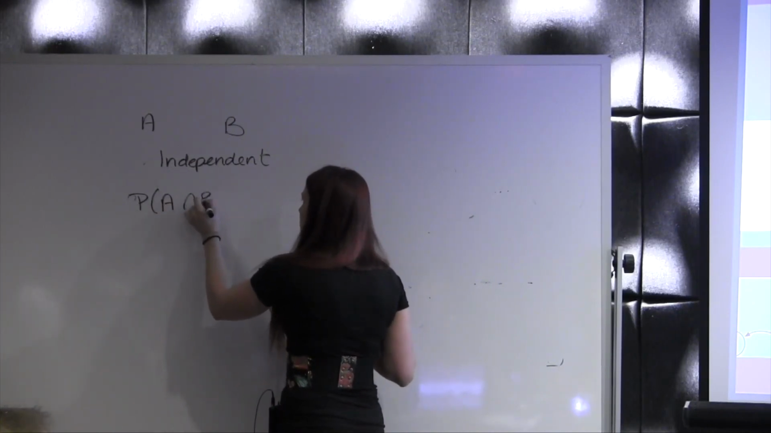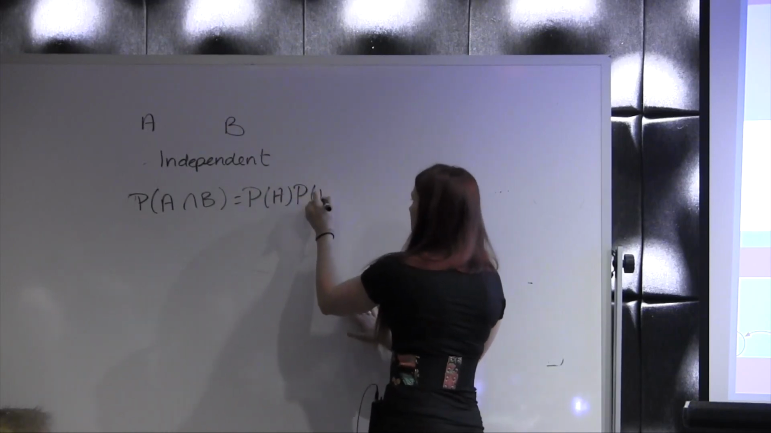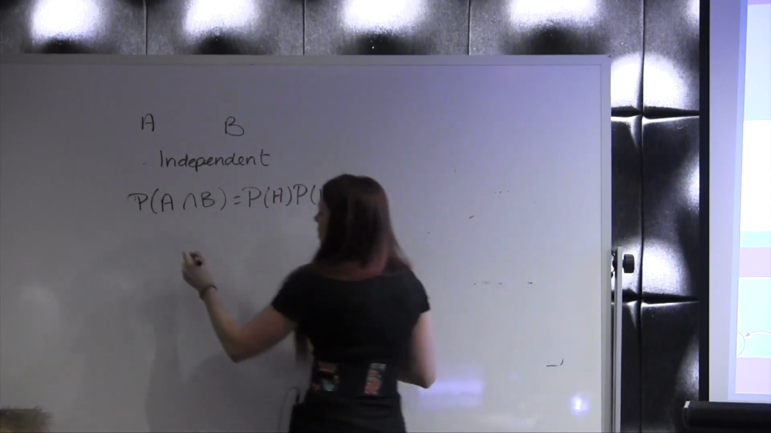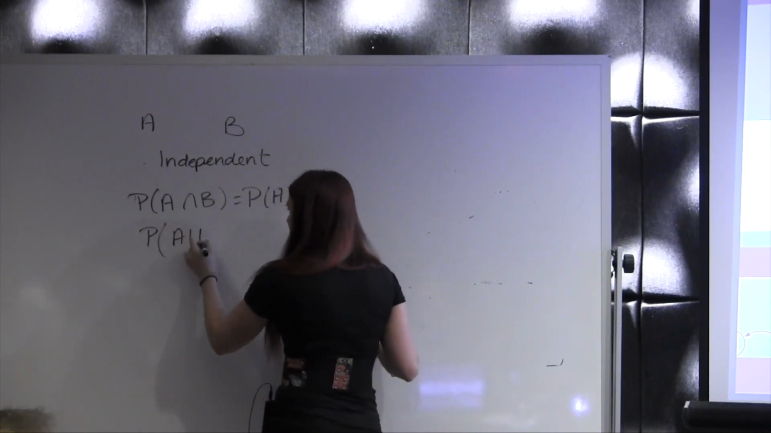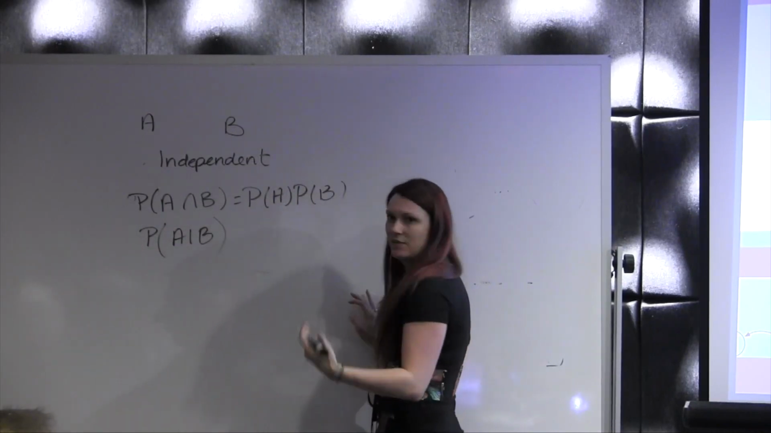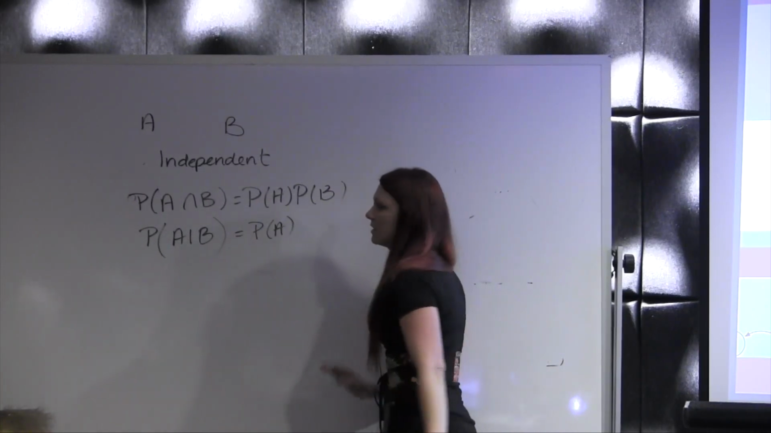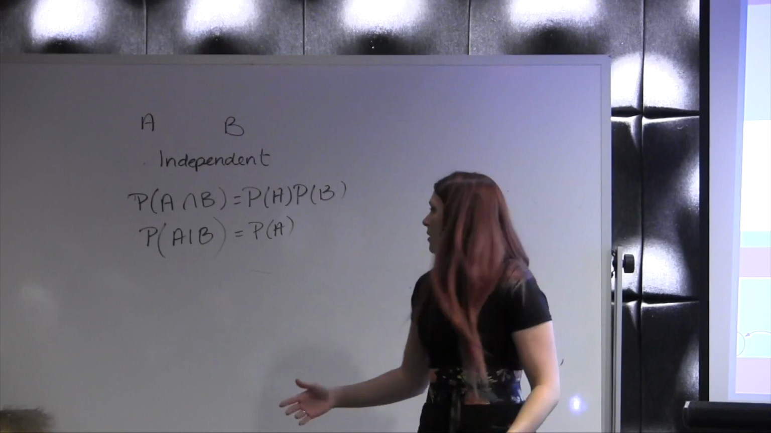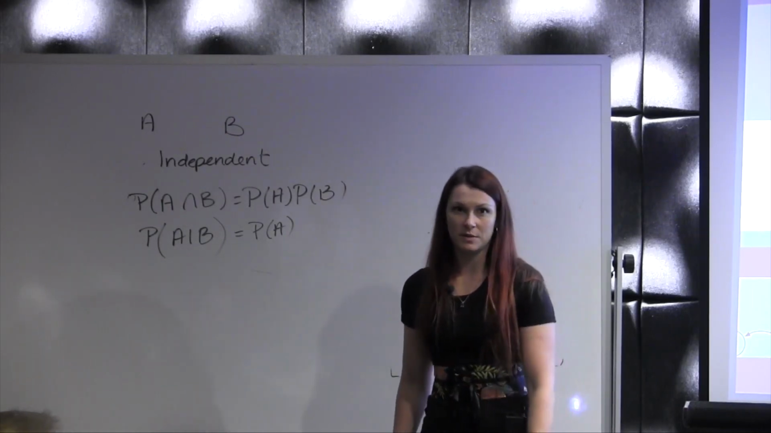If the probability of the two of them occurring at the same time is equal to the product of their individual probabilities of occurring, or if you're more of the Bayesian type, the probability of one event given that another event has occurred is the same as the probability of it occurring. In other words, this contains no information about A. That's the definition of independent.